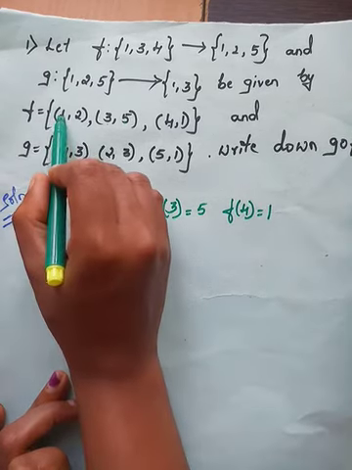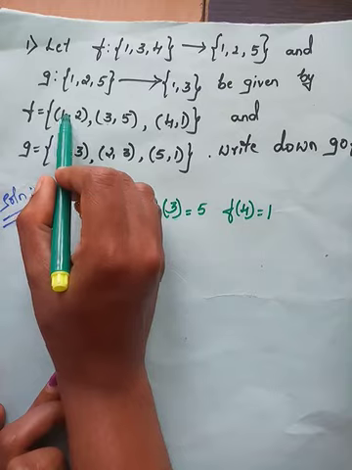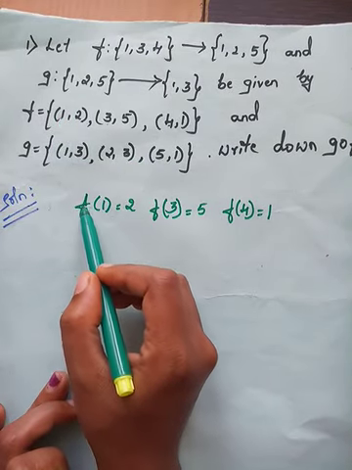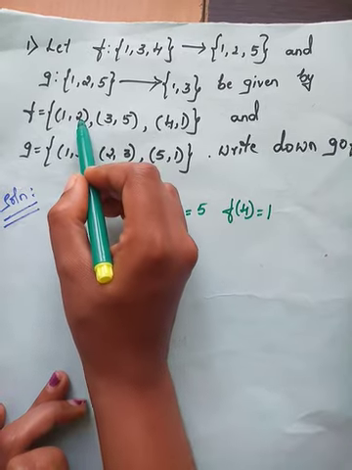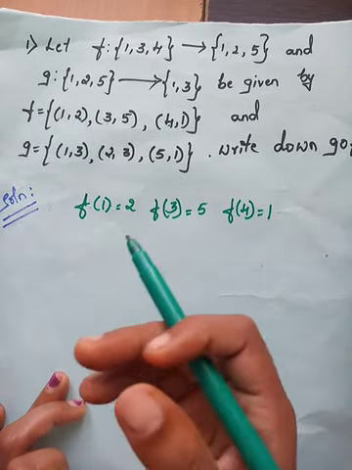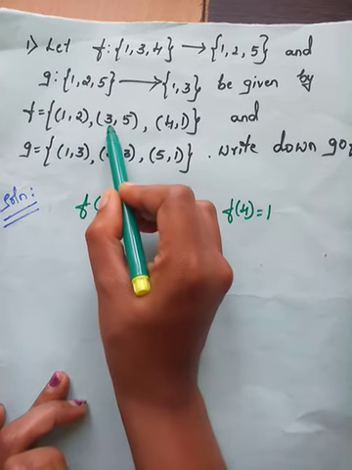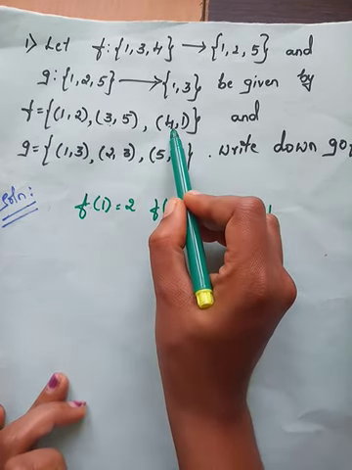Okay, so whatever the first element in the ordered pair is represents the elements from the domain. So elements from the domain we represent as F of, and the second element in the ordered pair represents the answer, from the range set. So here F of 1 is 2, F of 3 is 5, F of 4 is 1.